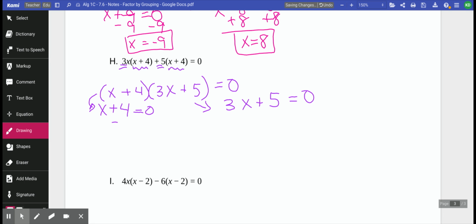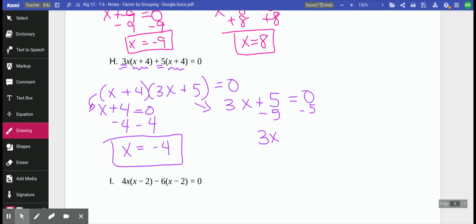So x plus 4, we have to subtract 4 to solve that one. Subtract 4 from both sides. We get x equals negative 4. And then our second one is going to be a two-step equation. So I'm going to start by subtracting 5. We get 3x equals negative 5. Divide by 3, and we get x equals negative 5 over 3.